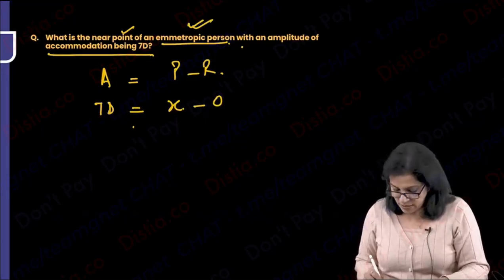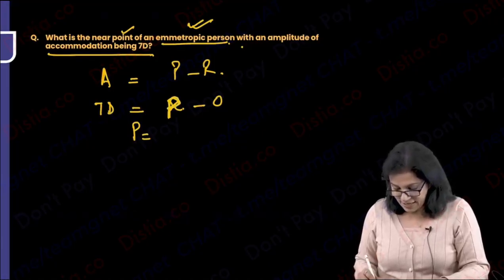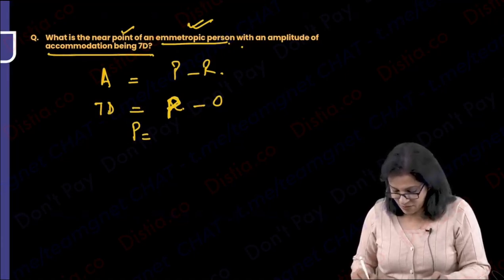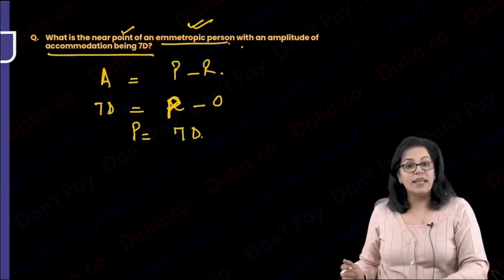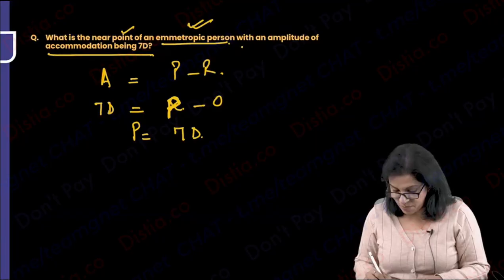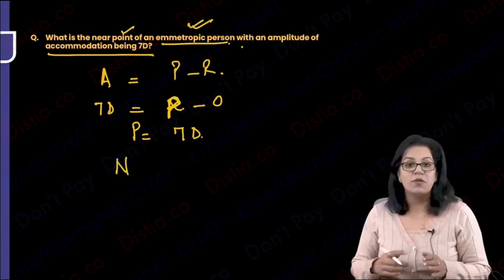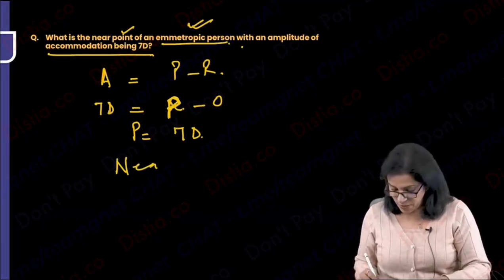That means what is the value of this P? We can write it P, why to confuse? This is P. So P will be, it becomes, what will be the value of the P? Again that is equal to 7. Right? So if the value of P is 7, what is the near point? They are not asking you the power at the near point, they are asking you the near point.